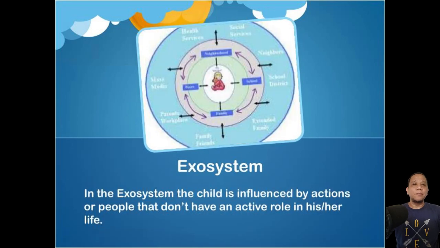Let's go to the exosystem. The exosystem refers to environments in which the individual is not an active participant but which still impact development. This level encompasses the social context in which a person lives and other aspects of the environment, including government policies, social services, community resources, and mass media. The individual does not have direct contact with these influences, but they still shape how a child develops. For example, government policies and community resources impact a child's access to healthcare, quality childcare, and education.